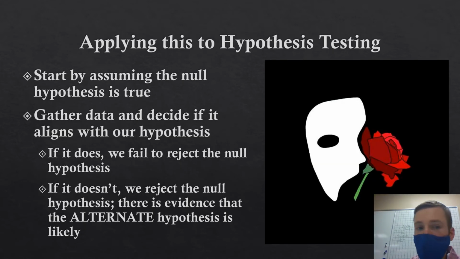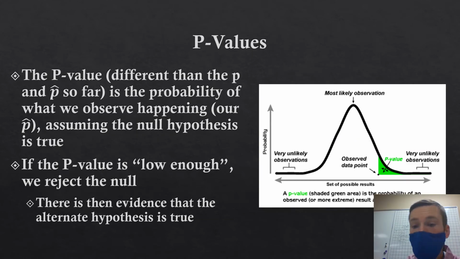So as I said, in a hypothesis test, you start by assuming that null hypothesis is true. Then we gather data and decide if that aligns with our hypothesis. If it does, then we would say we fail to reject the null, meaning there's no evidence that the null is not true. But if that data does not align with what our null hypothesis was, then we can reject the null hypothesis. And that just means that whatever we had in our alternate hypothesis, there is evidence that that would be true.